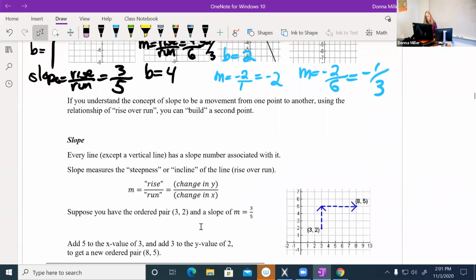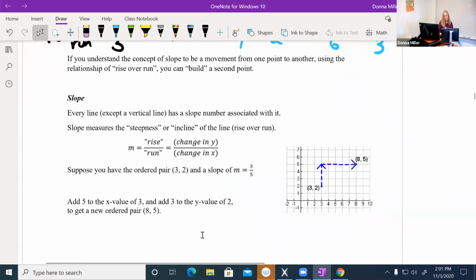Okay, so she wants you to build a second point. The reason is that way we can use the calculator to get the equation of the line. If I have 2 points, I can get the equation of the line using the calculator. So you're like, why would I do this? Because this is going to allow us to use our calculator.